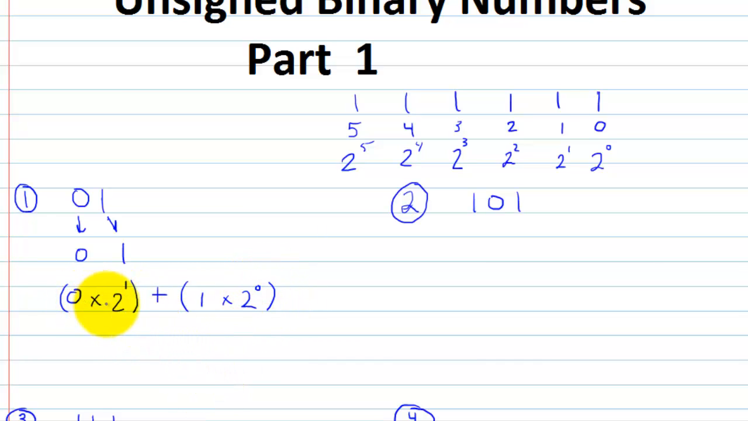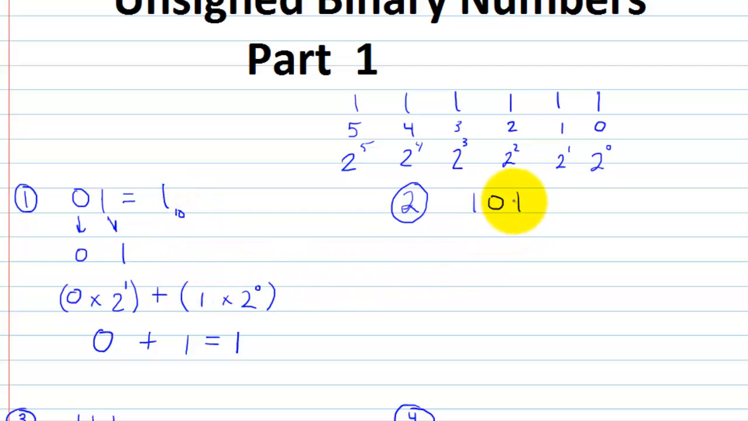So this is 0 times 2 to the first power, which is just 0, plus 1 times 2 to the 0 power. 2 to the 0 power is 1, so this is 1 times 1, which is just 1. So 0 plus 1 is 1. This value, 0, 1, in binary represents 1 in base 10, which is how we normally count.